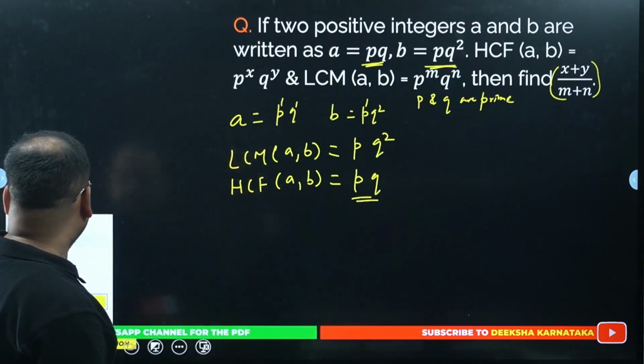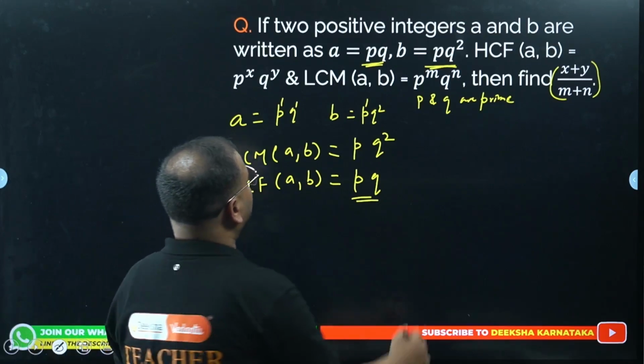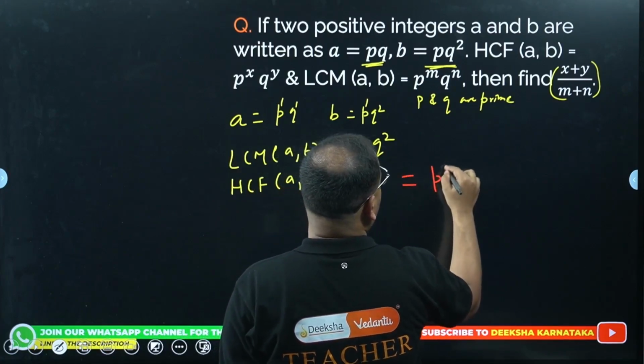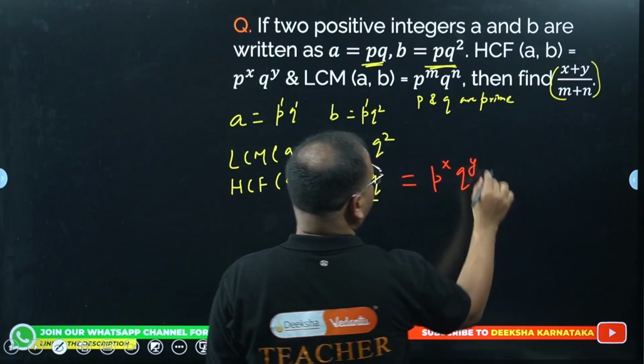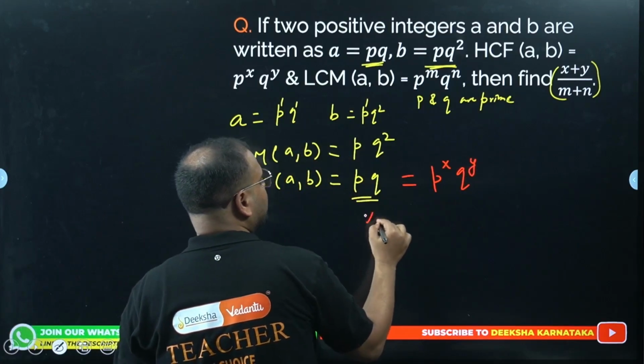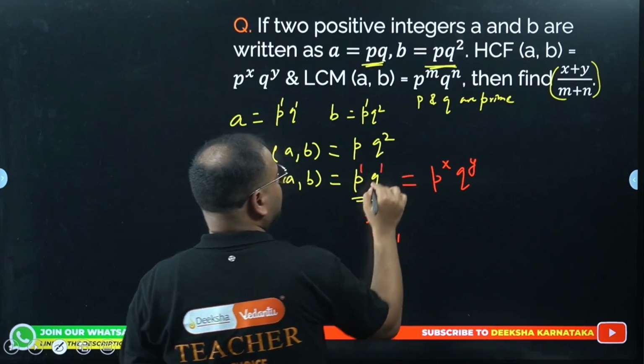Let's see the other part of the question. They have given HCF as P power X Q power Y. So compare this, write this equal to P power X Q power Y. Compare and tell me what is the X value? 1. Y value 1. Because the powers are 1 and 1.